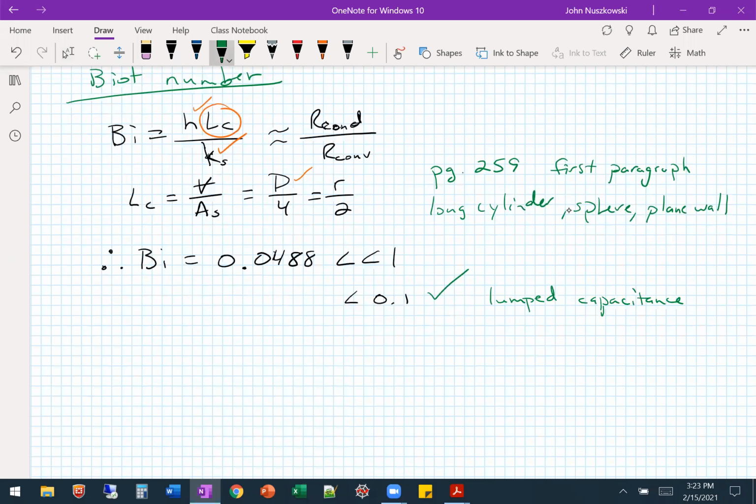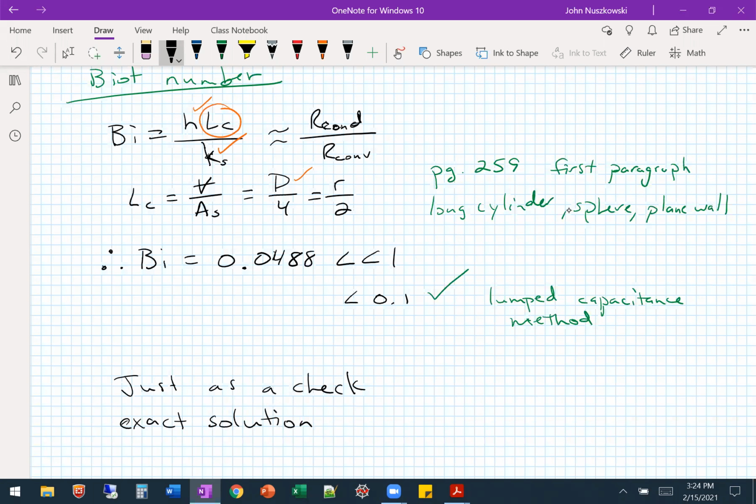So we can use the lump capacitance method. All right, if we wanted to check this, there's an exact solution in the section we skipped over, okay? So I'm just showing this for comparison's sake.